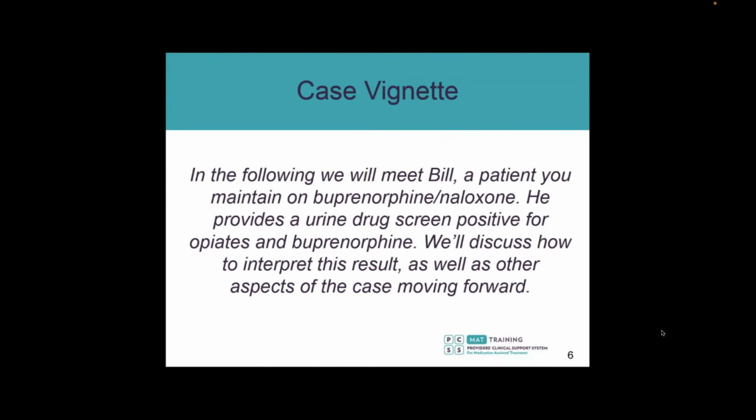First, let's talk about a case vignette. It always makes it more interesting. In the following, we'll meet Bill, a patient you maintain on buprenorphine naloxone. He provides a urine drug screen positive for opiates and buprenorphine. And we'll discuss how to interpret this result, as well as other aspects of the case moving forward.